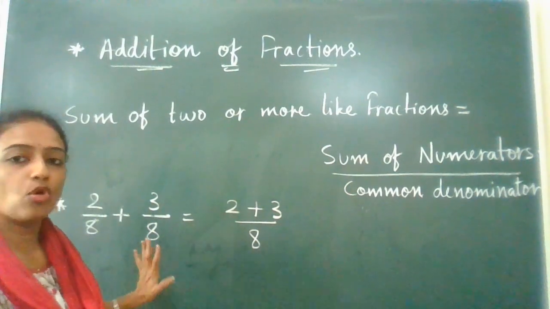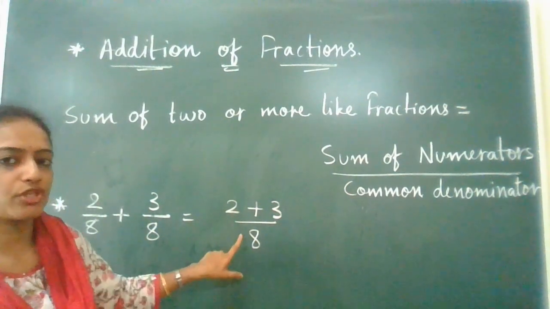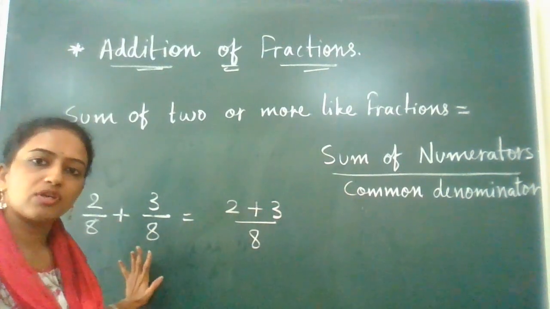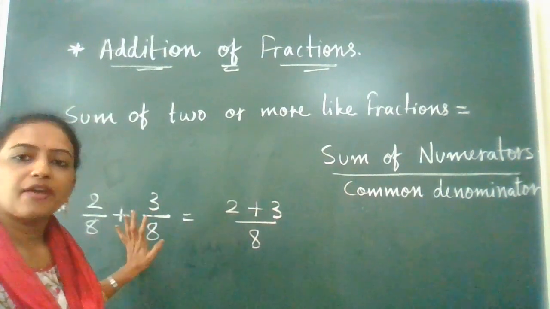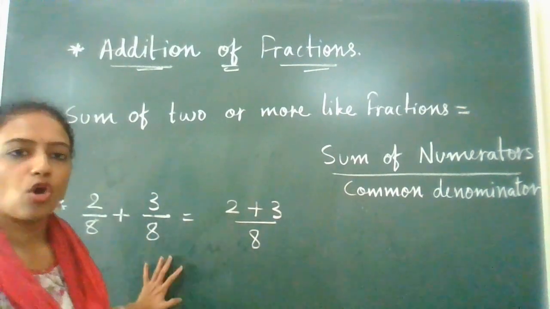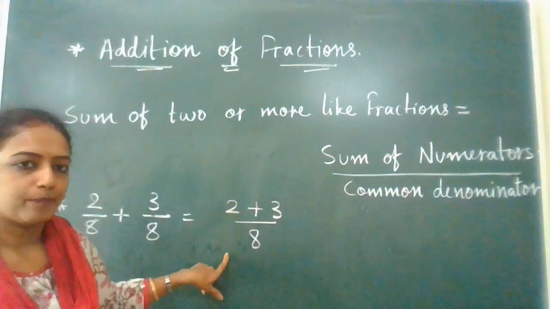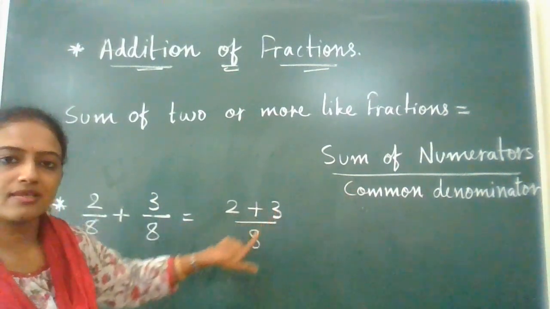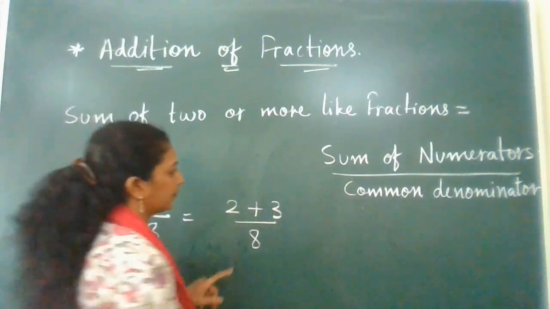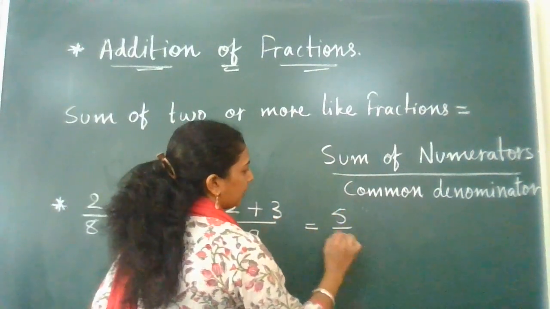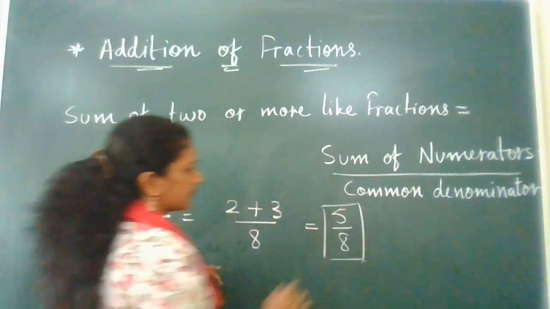As I've said, we don't add the denominators, so we just have to write the common denominator because these are like fractions, they have the same denominator, and it can be called a common denominator. So we just have to write it one time. So sum of numerators, and below it the common denominator. The answer is 2 plus 3, 5, and 5 upon 8. So this is the answer.